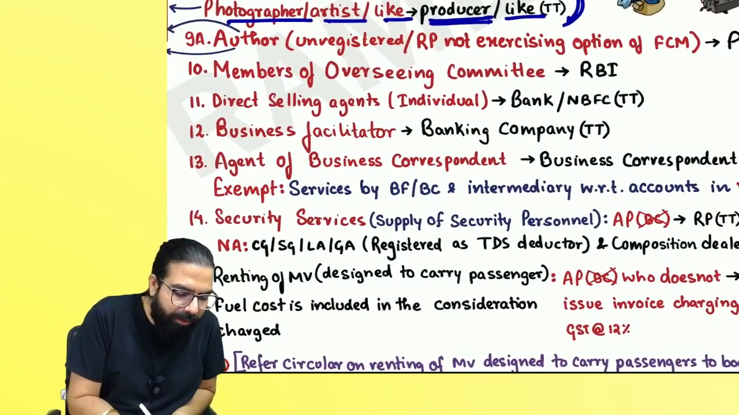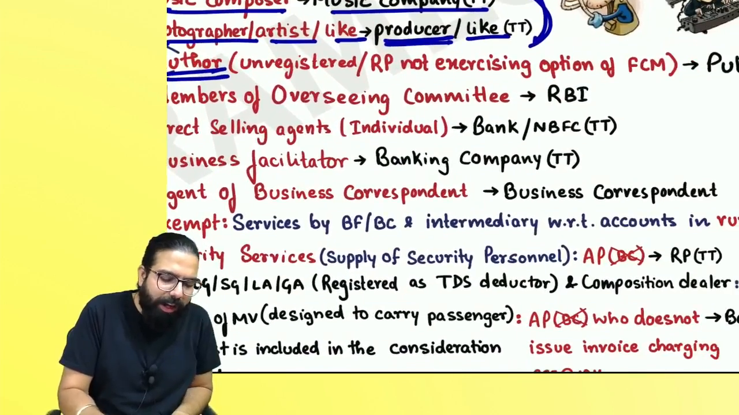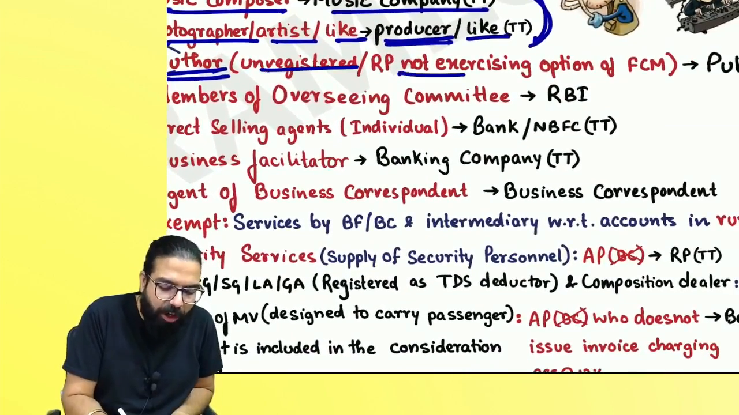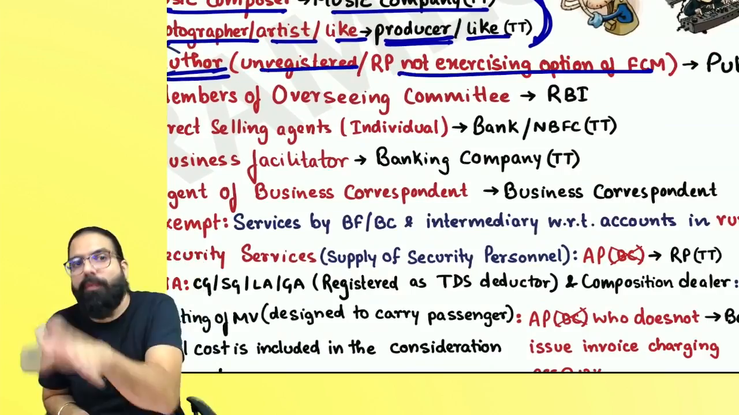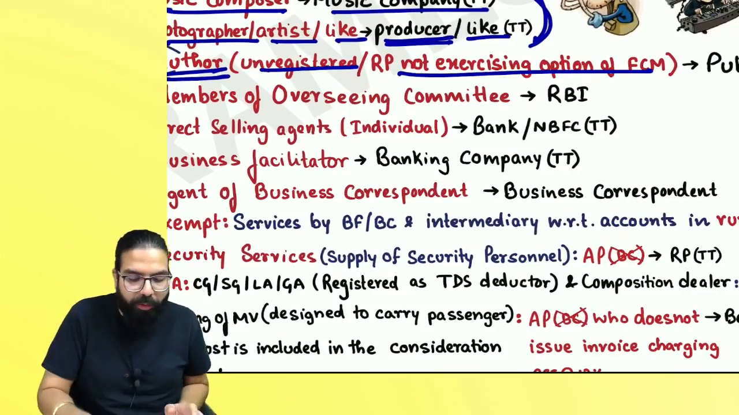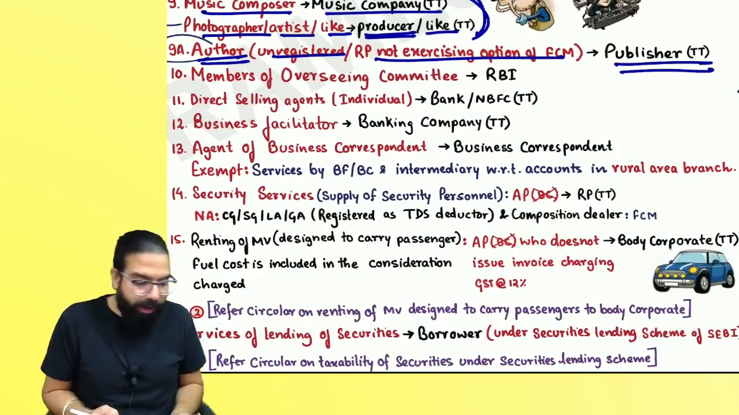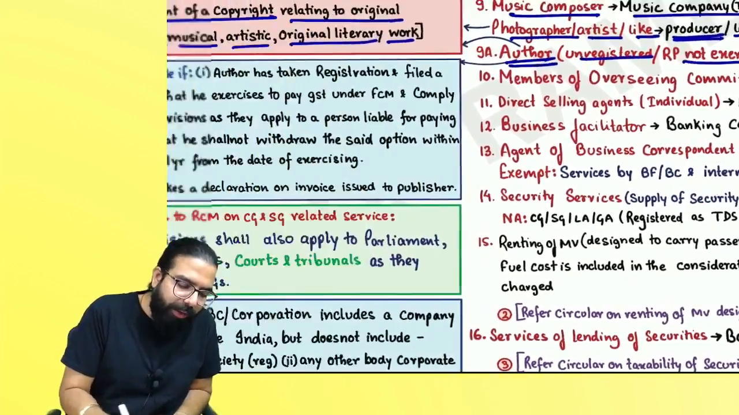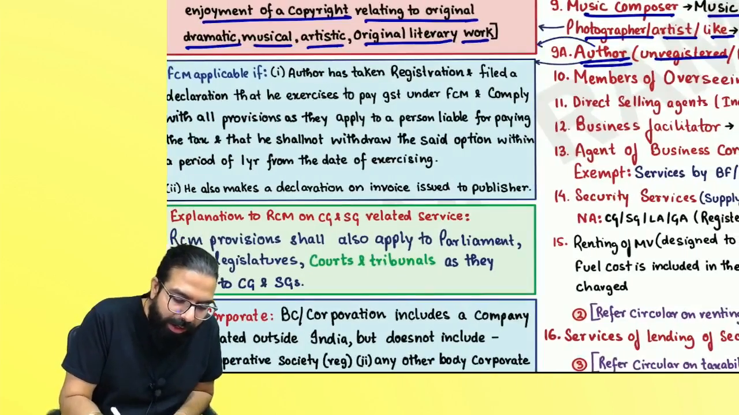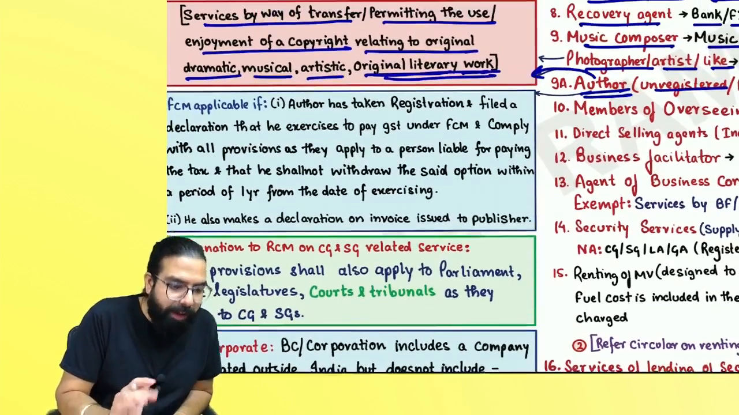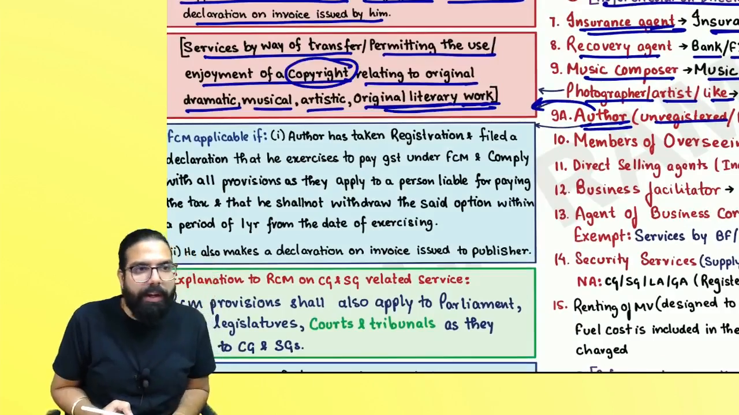The next one over here is author. In the author's case remember, if the author is unregistered and has not opted, the author has an option to go for forward charge. But if the author does not go for forward charge, always remember, publishers will pay the GST under RCM. Can I go ahead, everyone? So, sir, the author is also giving original literary work. It says copyright, which is being given to someone to use.